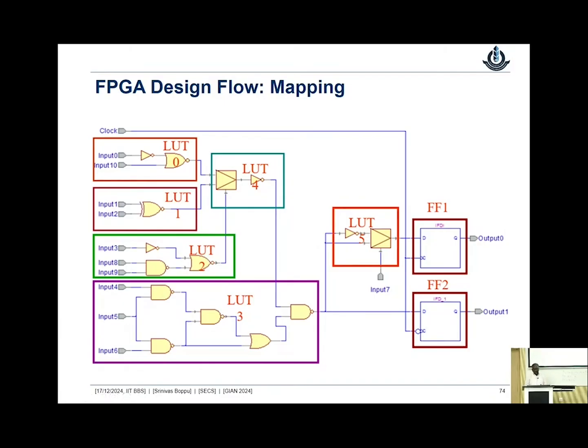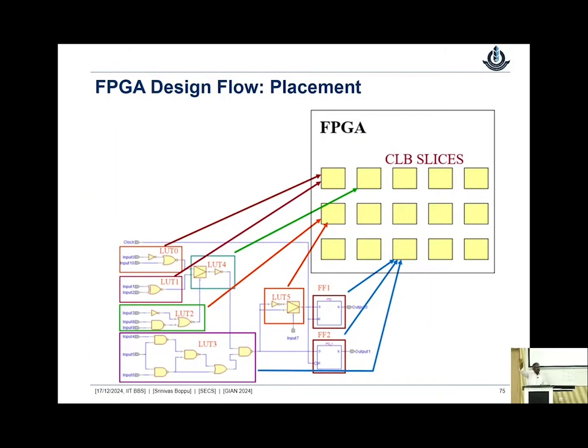Once this mapping is done, on the physical FPGA we have the CLB slices. Now we have to choose where each LUT is going to be used. Maybe in the CLB, we have many slices, and each slice has 2 LUTs. So I decide that these 2 LUTs will go here, these 2 will go into the next one, these 2 will go here, and the rest will go here.